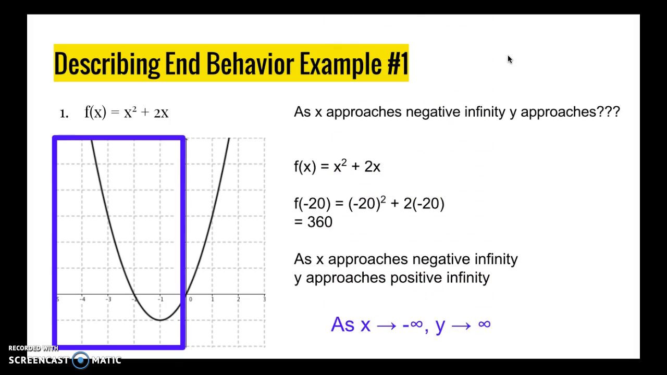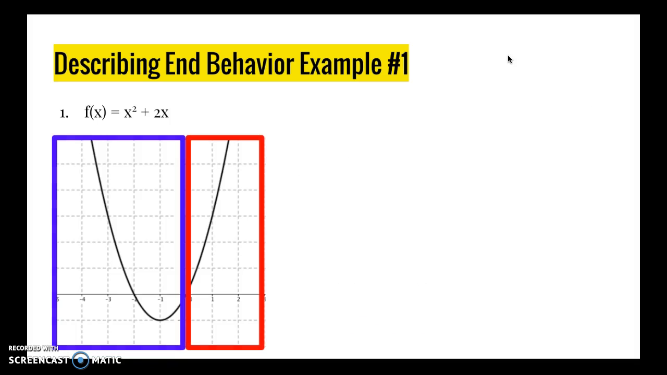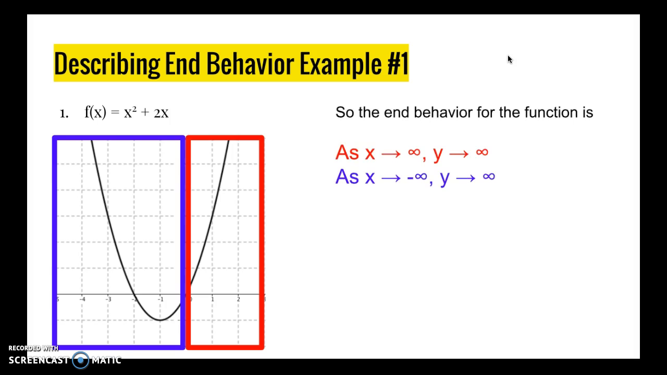And here's your notation. As x approaches negative infinity, y approaches positive infinity. I used a negative x value to fill it in. That's why I have a negative. And my answer was positive, which is why I have a positive. So just to summarize it, here's all you'd have to write as your final answer.